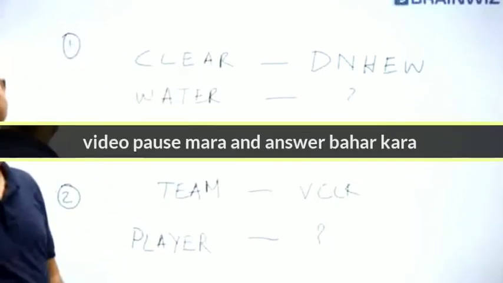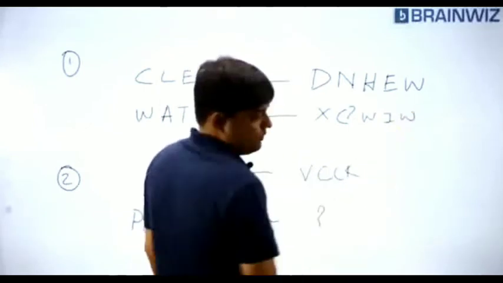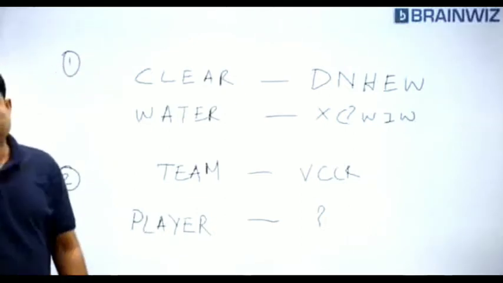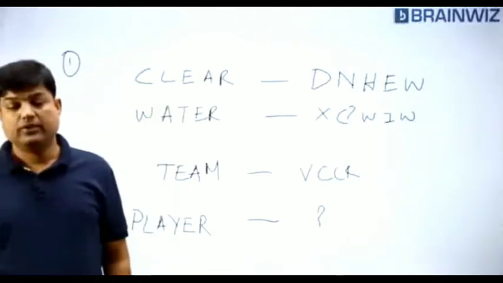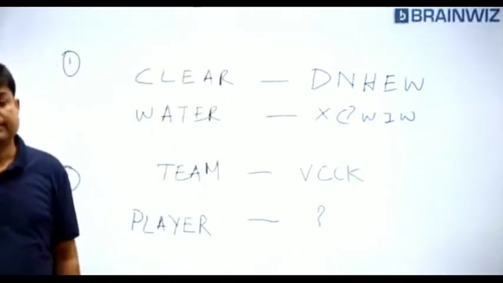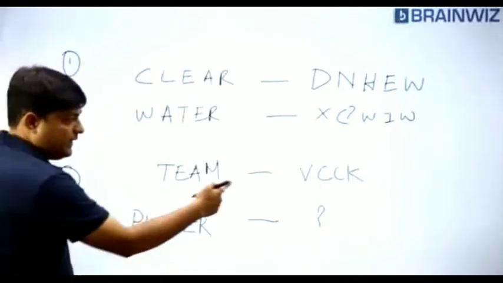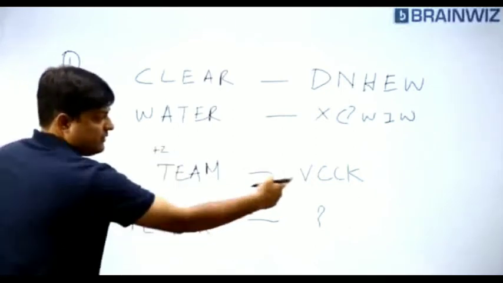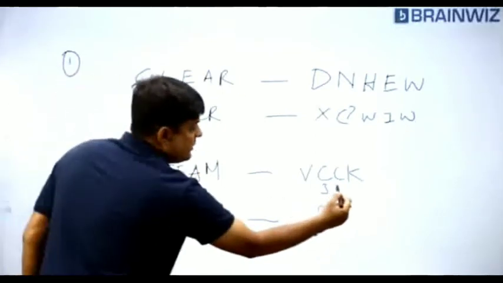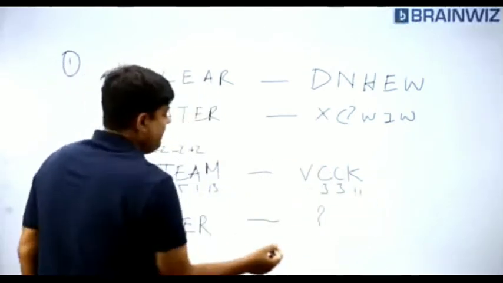Chalo, make it faster, everybody. Answer is what? XCWIW. Are you understanding, everybody? Is it XC? Yes, XCWIW. I don't think so. You have a doubt in this question. There is no doubt in this question. Okay, the second. You have to be very good at ranks. Don't forget the ranks. 20 in your brain. 20, 22, plus 2. 5 becomes 3, minus 2. 1 becomes 3, plus 2. 13 becomes 11, minus 2.